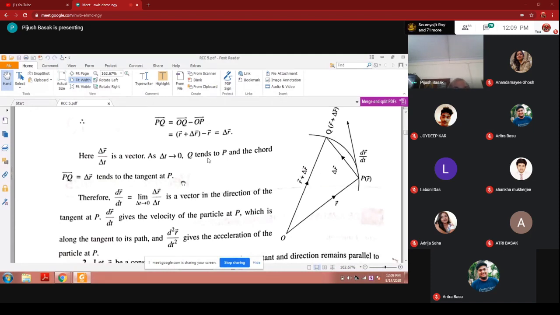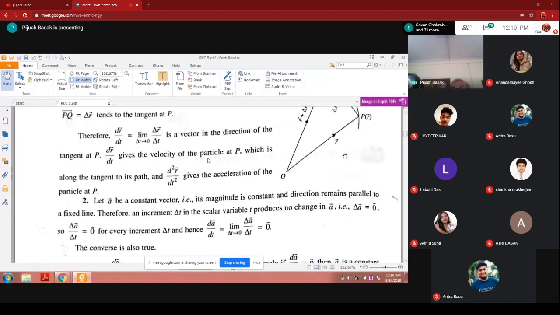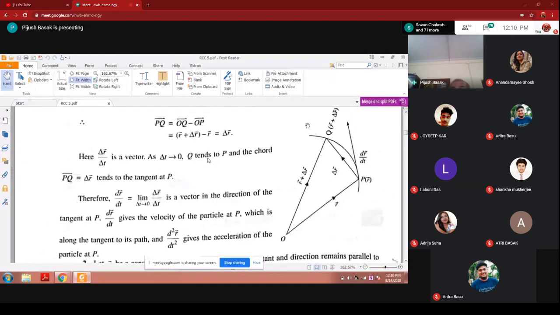Therefore dr/dt is equal to the limit as delta t tends to 0 of delta r by delta t, which is a vector in the direction of the tangent. So please be assured that the tangent will be in this direction. When point Q comes very near to P, it will be just like a tangent. So dr/dt is a vector in the direction of the tangent at P. dr/dt gives the velocity of the particle at P. So in the problem you may be asked to find the velocity, and you have to find dr/dt.